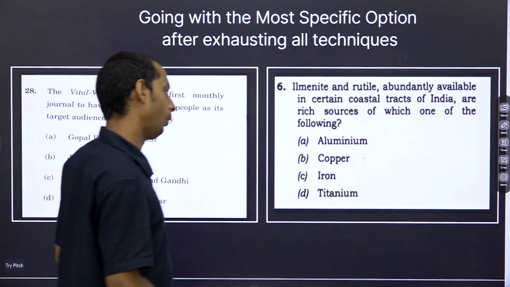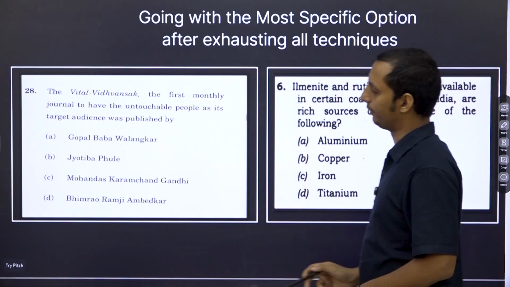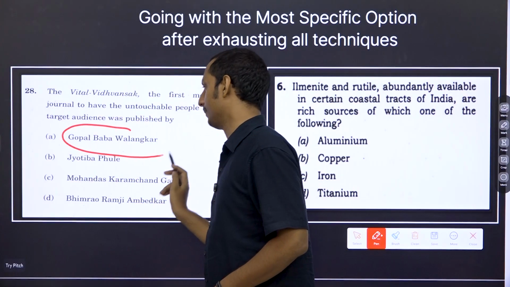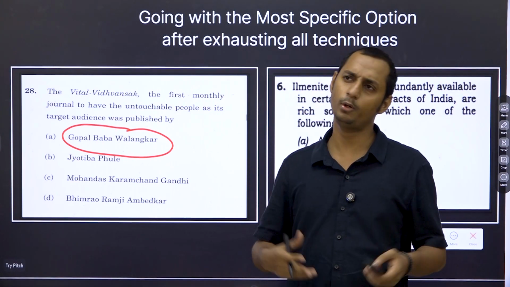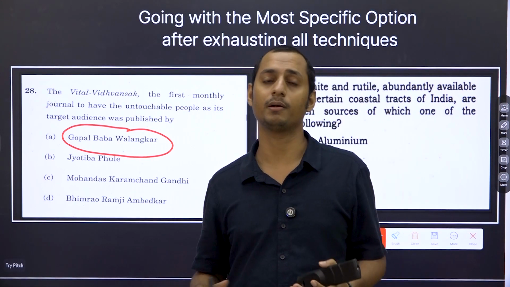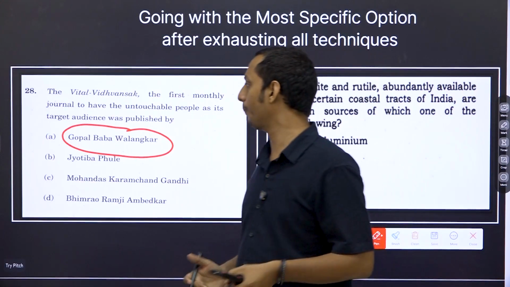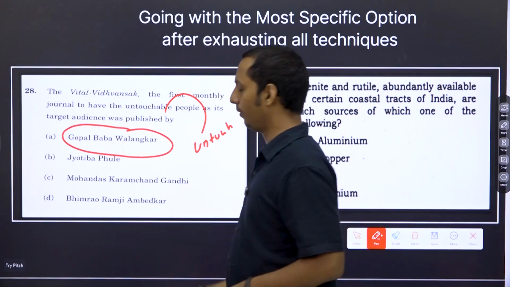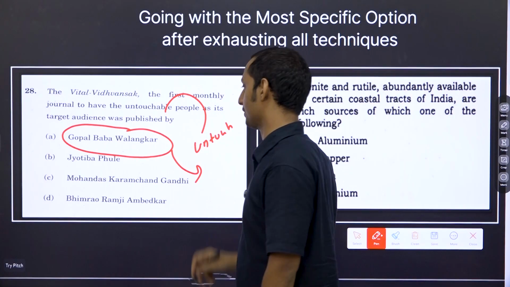Now, why do you think that UPSC has provided Gopal Baba Walankar as the option here? Why do you think UPSC has provided the same? If UPSC wanted to provide a random option, would UPSC provide something such as Gopal Baba Walankar? UPSC could have provided Jawaharlal Nehru. UPSC could have provided Sardar Vallabhbhai Patel, or any other person who fought for untouchability, right? Why did UPSC provide Gopal Baba Walankar if that was not the correct answer?